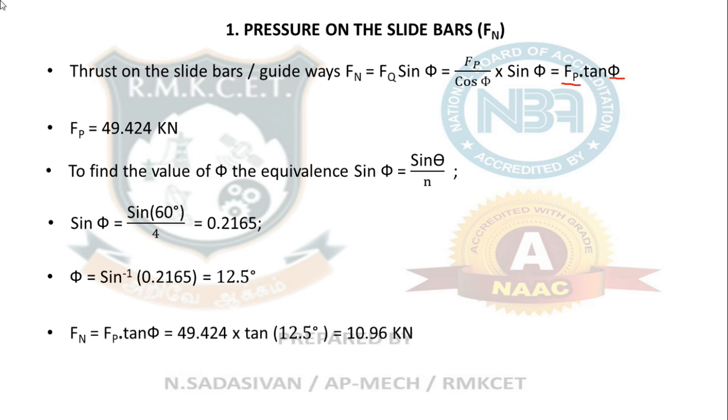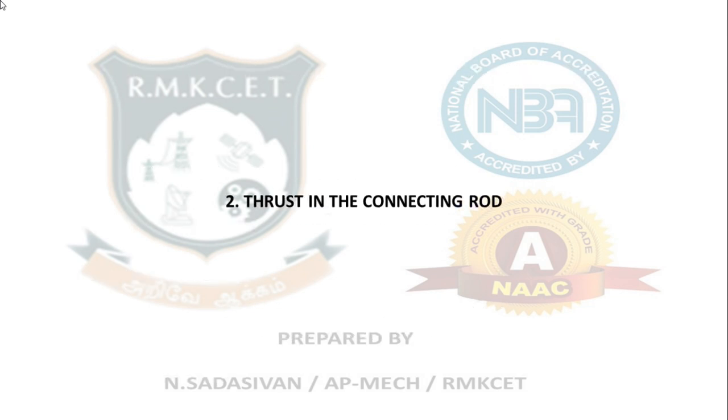So Fp is 49.424 kilonewton. Tan of phi, phi is 12.5 degree, which gives me 10.96 kilonewton. Therefore, Fn is equal to 10.96 kilonewton. So that's the first subdivision of the problem is over. Let's move on to the second subdivision.